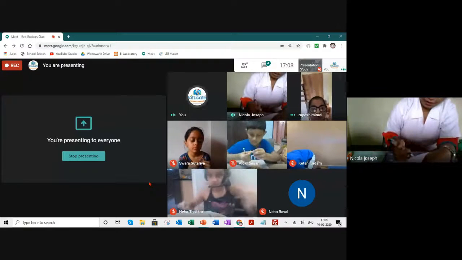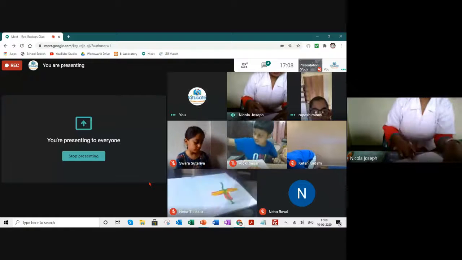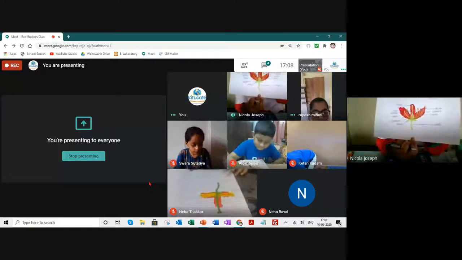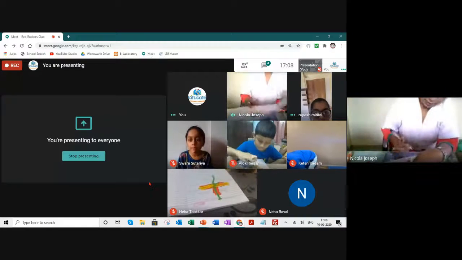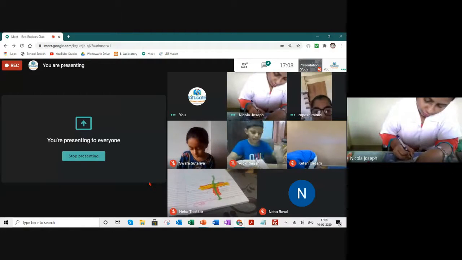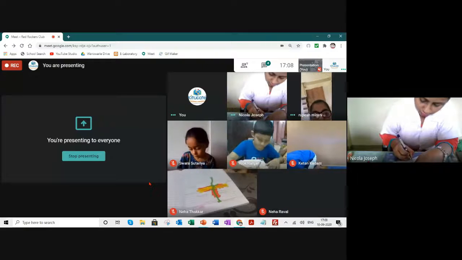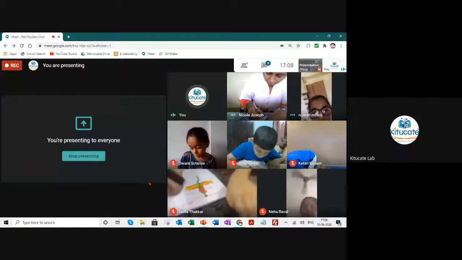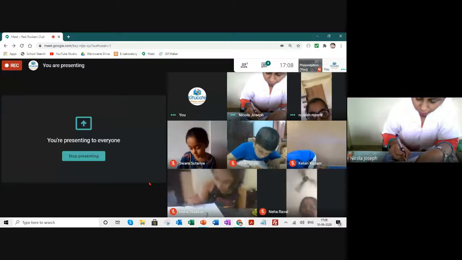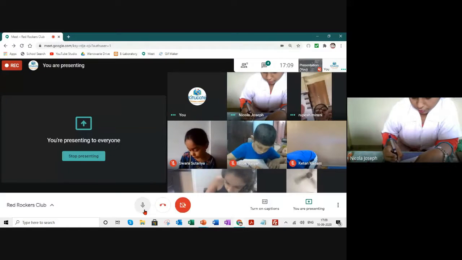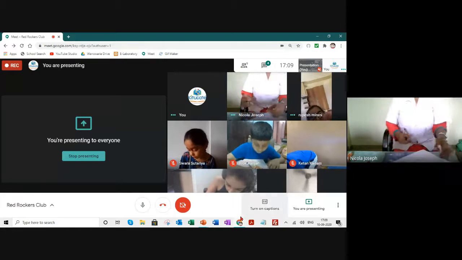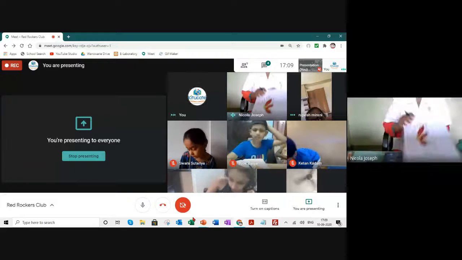Where you all have done it now, at the bottom right, write parts of a flower. What will you all write? Parts of a flower. Okay, at the bottom right, parts of a flower.